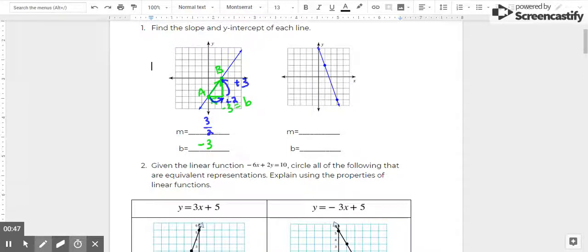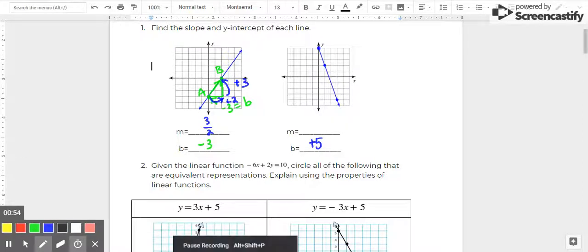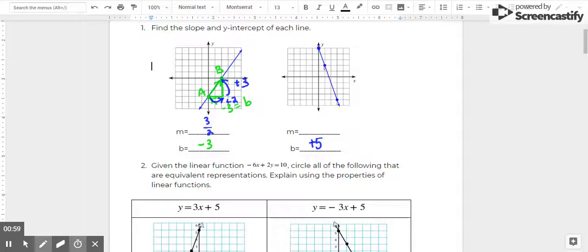And for the y-intercept, the line passes through the y-axis right here, which is 5. And then the slope, we need to choose 2 points. I'm going to choose these 2 points. And if you make a triangle, it's much better. A to B, it's going down by 6. So you have to put -6. And it's going to the right by 2. So +2. If you simplify it, it's going to be -3.